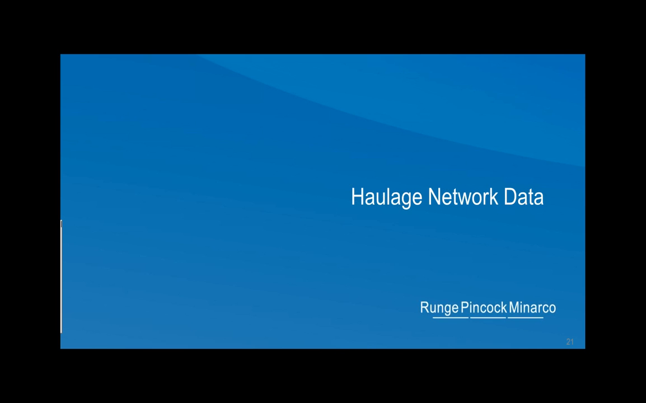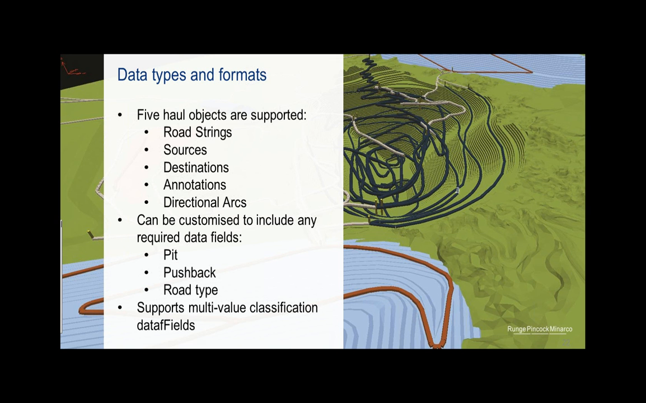So the haulage network data that's required, 5 haul objects are supported, and these come directly from your design packages. So road strings, sources, destinations, annotations, and of course directional arcs. And of course these can all be customised to include any required data fields. So depending on how your schedule is set up or how you want to analyse your data, you can name it via pit, pushback, road type, or any other data field you wish to include. And it supports multi-value classification data fields as well.